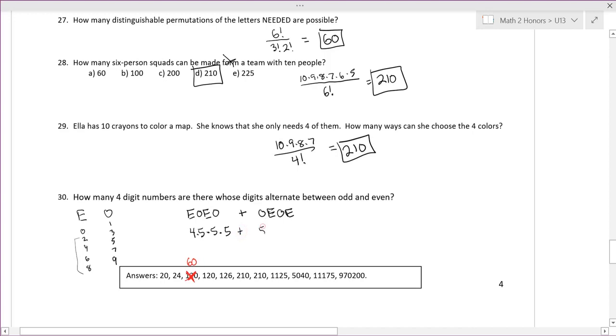Odd, you've got 5 digits you can start with. It doesn't matter, 1 through 9. Even, 5, 5, and 5. So you find out what these are, multiply this together, add those up, and you end up with 1,125. Again, it's okay to use a calculator.